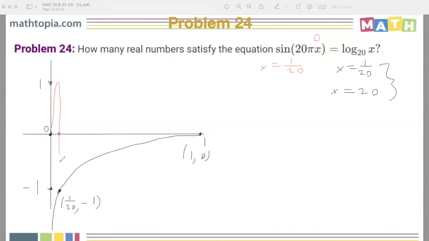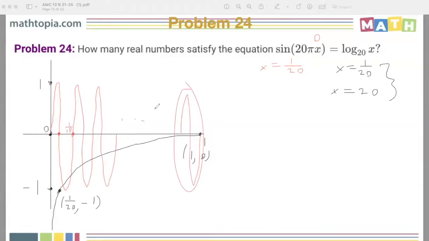And then what's it going to do next? It's going to go down, and then back up. Up, and then back down, and then back up. It's going to do this up-down cycle a total of 10 times. This is 1 over 20, 1 over 10. So it does this up-down cycle once, twice, 3 times, 4 times, etc., 10 times. And after doing that pattern 10 times, it's going to reach 1.